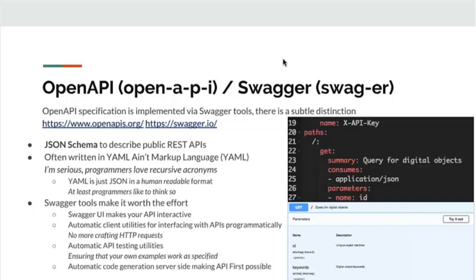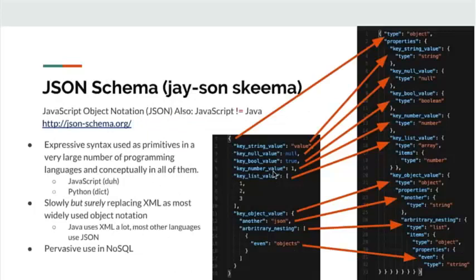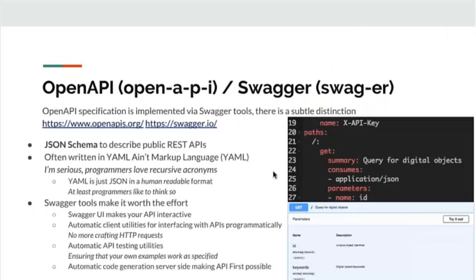So basically, even though I showed you JSON over here, this JSON schema, we often write it in YAML. YAML stands for YAML Ain't Markup Language, and that is a recursive acronym. That's what programmers do.